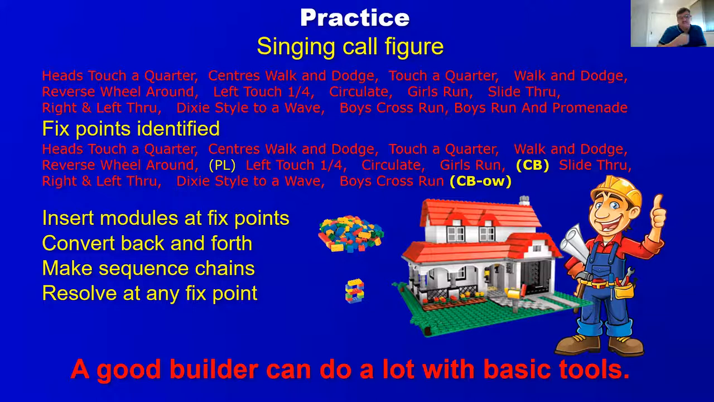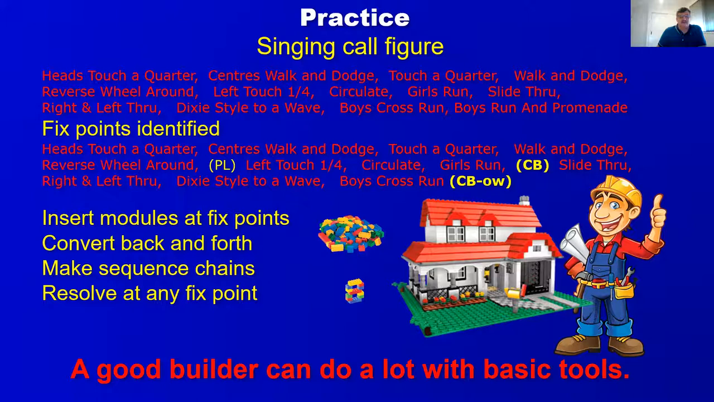And you need to build an entire picture. Identify your fixed points, use your conversion modules, use your zero modules. And at any one of these fixed points, you can resolve. If they're a bit dodgy, no pun intended, after this reverse wheel around, and I'm in partner lines, what can I call here to get everybody dancing? Allemande left. Yeah. What else? Circle left. There's nothing wrong with calling circle left from a partner line. And if you call circle left, then you just go into a circle figure and everybody says, oh, wow, I didn't expect that. That was pretty cool.